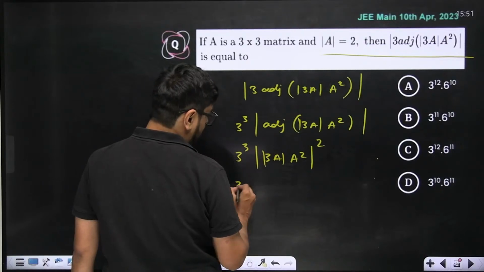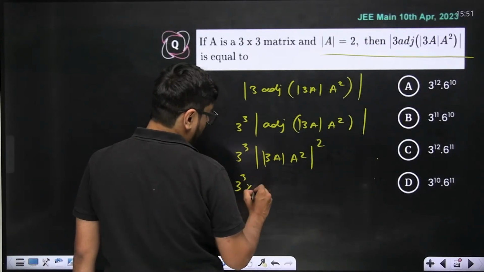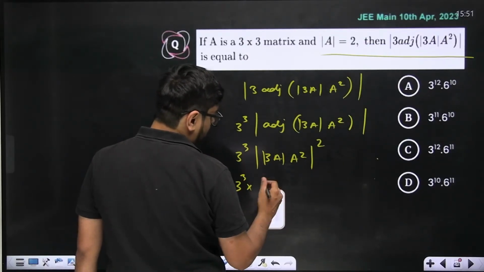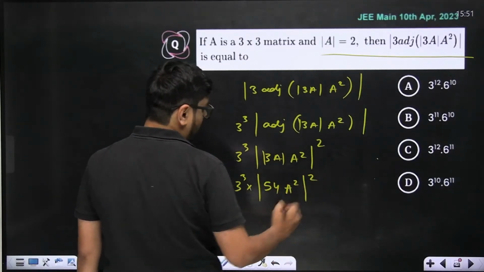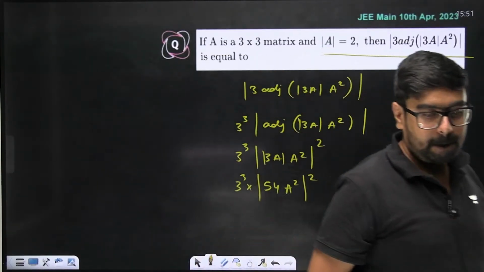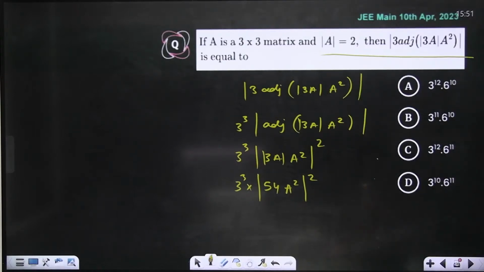So 3 cube into this will become 54 determinant of A square and whole square. Okay, ji, any problem here? Step by step, try solving it. You will be able to do it very easily.